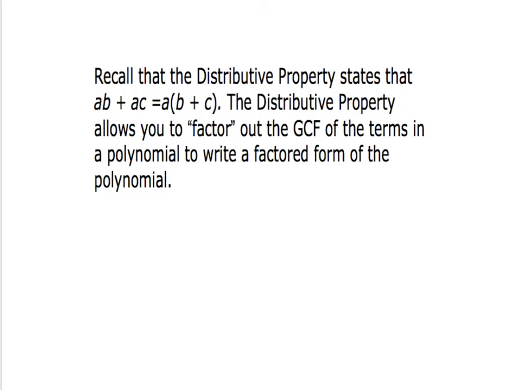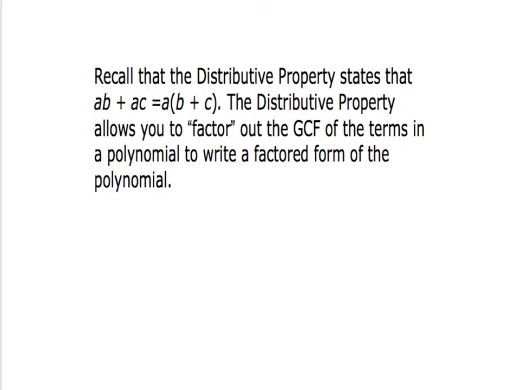Now I want you to recall that the distributive property states that a times b plus a times c equals a times the quantity b plus c. Before, we went from a times b and a times c in order to get this, but the distributive property also allows the other direction, like what is shown here. So we are going to use the distributive property to factor out the greatest common factor of terms in a polynomial.